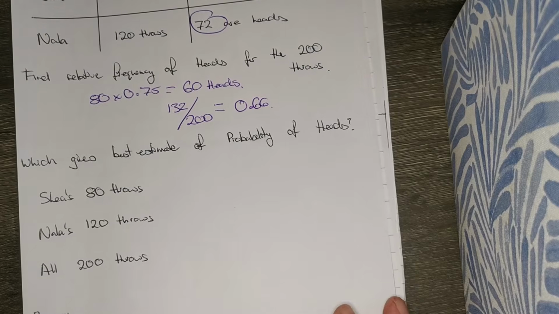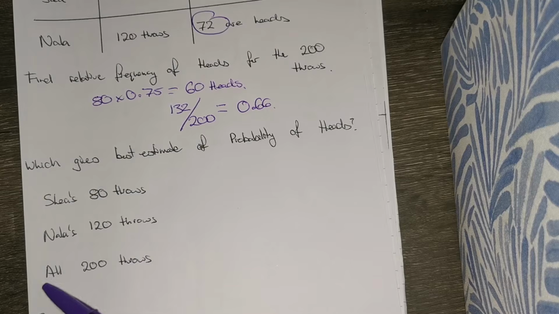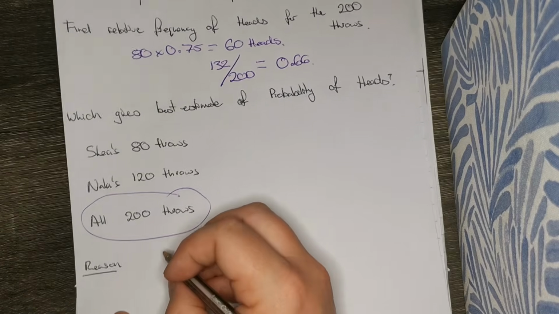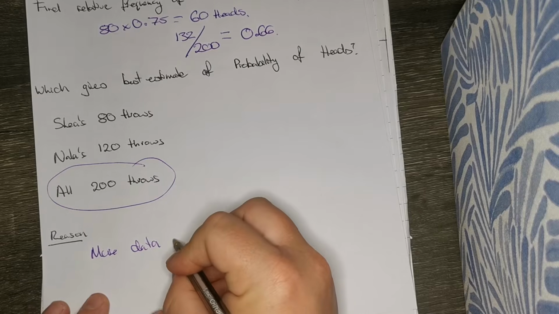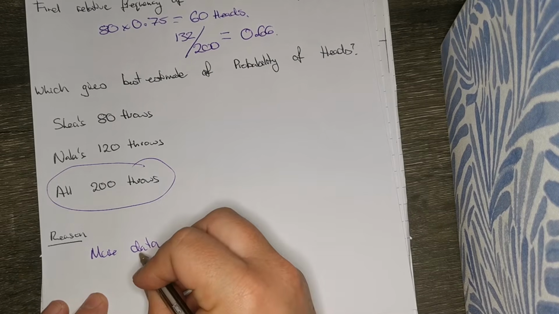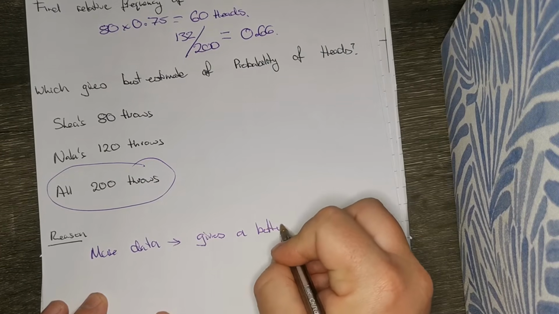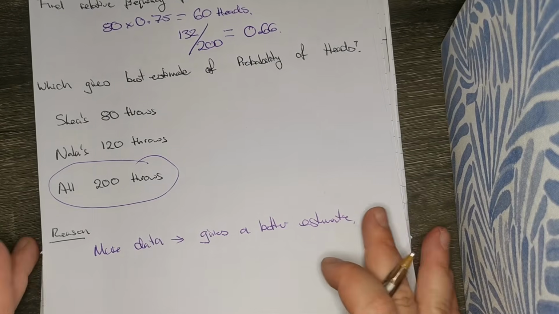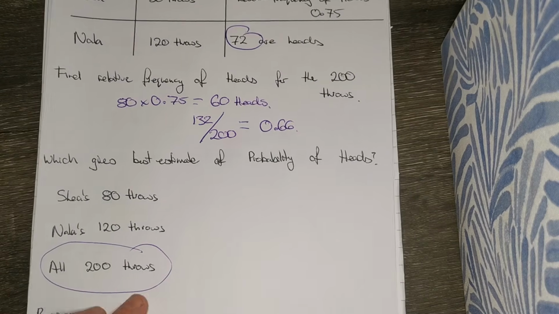Which gives the best estimate of probability for heads? Shay's 80 throws, Nala's 120 throws, or all 200 throws? Well, that is definitely all 200, because the more data I've got gives me better information. So more data gives a better estimate. Something about more data or more trials, anything there that's showing that we know that when we've got more information, it gives us a better chance of getting the probability correct.